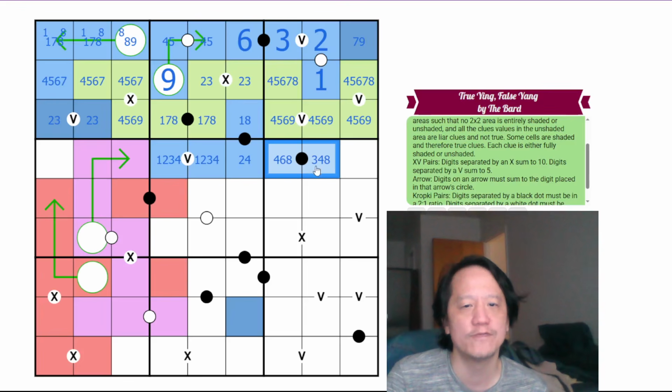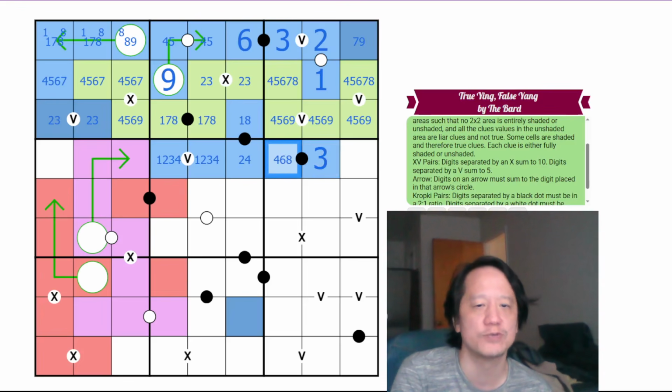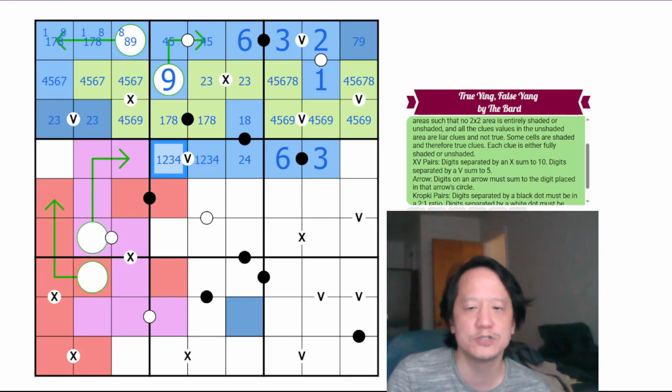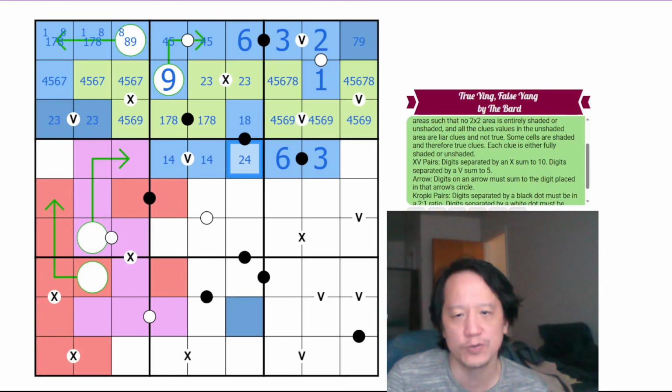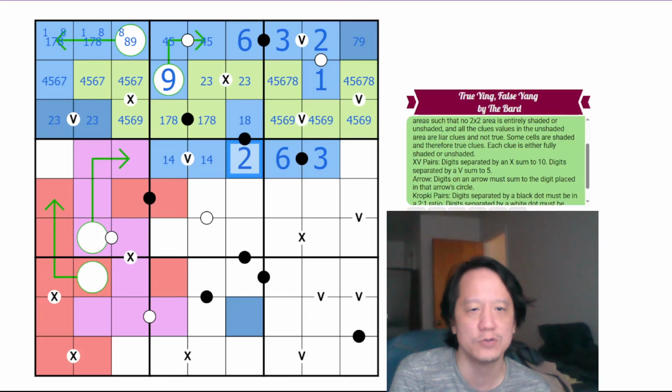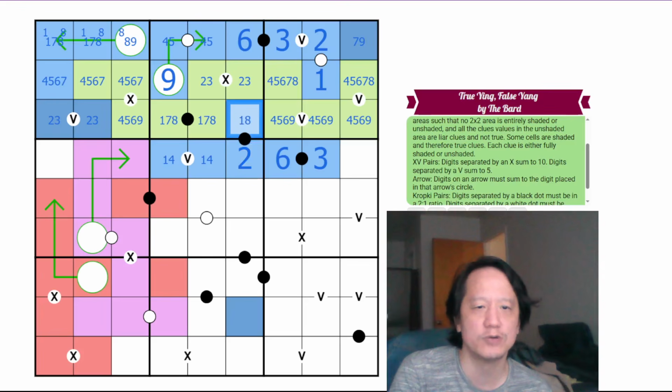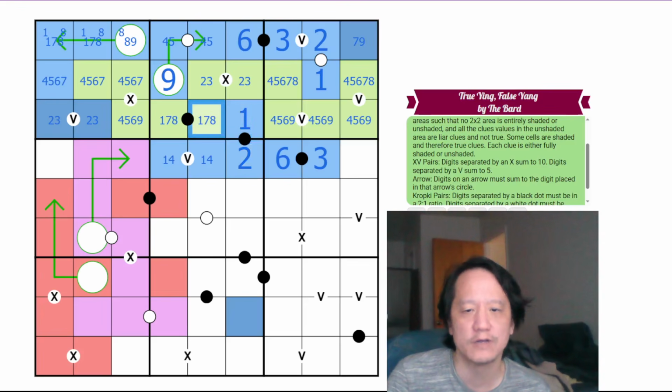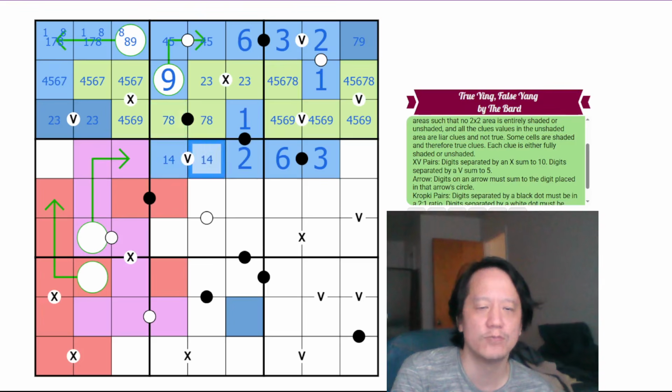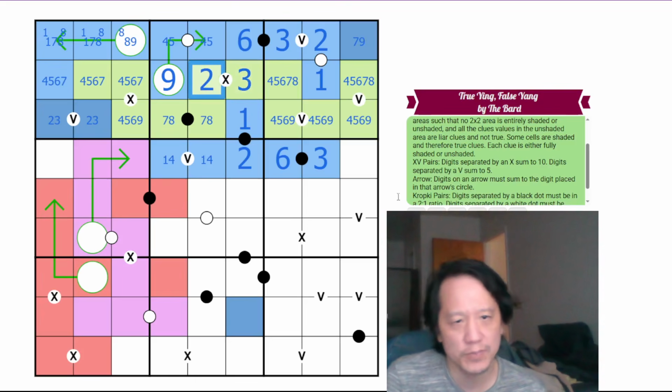So this cannot be 4 and 8 anymore. This must be 3 and 6. That eliminates 2 and 3 here. So this is a 1, 4 pair. That eliminates 4 there. So this must be 2. And 2 is in a 1-to-2 ratio with 1 out of 1 or 8. This can't be 1 here because of 1 in the box. 2 eliminates 2 here, so that's 3 and 2.